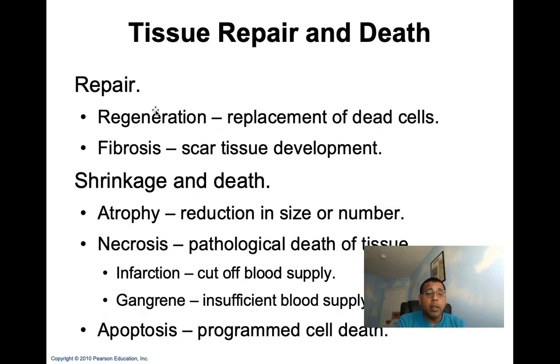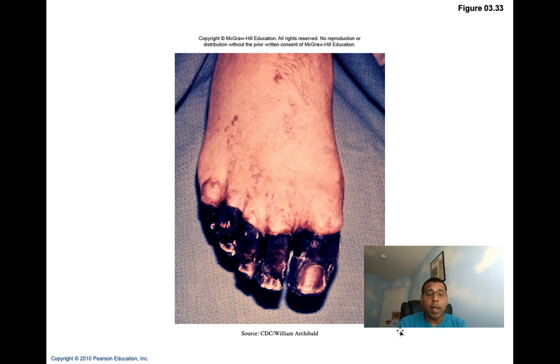And then a couple of terms for repair: regeneration and fibrosis. Regeneration is a replacement of dead cells. Fibrosis then is scar tissue formation. And then here are some terms in relation to shrinkage and death of cells. Atrophy of tissues is a reduction in the number and size. Necrosis is pathological death of the tissue, and it could be due to infarction or gangrene, where the blood supply is cut off in infarction, or you have insufficient blood supply, like with necrosis and gangrene. Or then the term apoptosis, where you have programmed cell death. And here you can see the gangrene and necrosis.